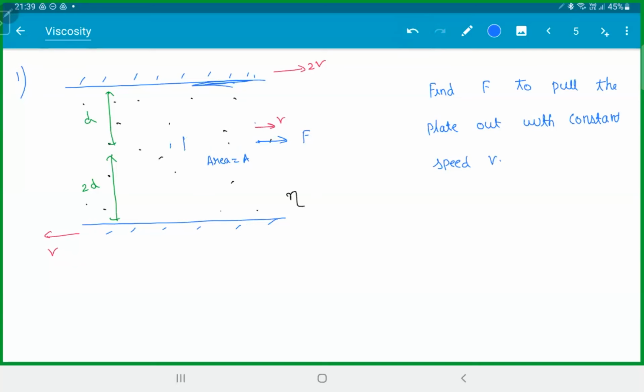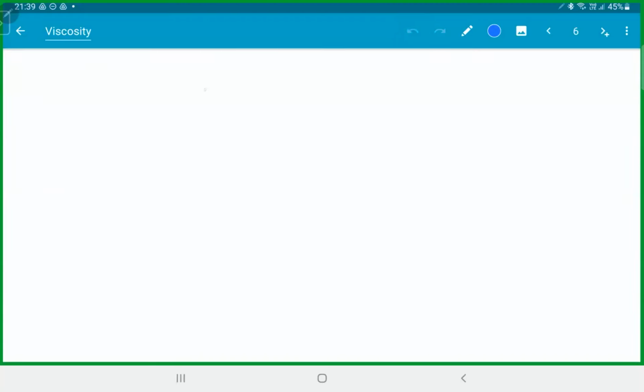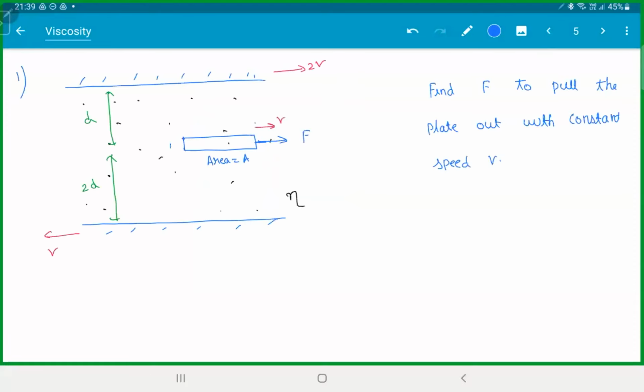So let me just draw a little thick. I hope you're able to visualize the diagram. If you look at the side view, it looks like this. The plate is in the middle, and you're pulling it out like this. It's like a parallel plate. This plate is here, and this plate is here. All are parallel to each other.